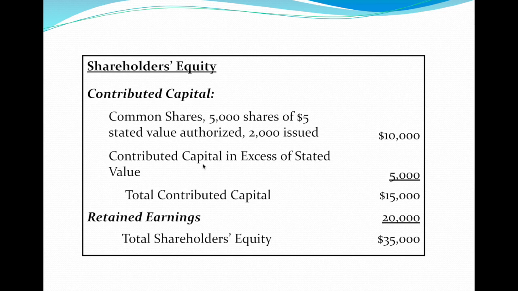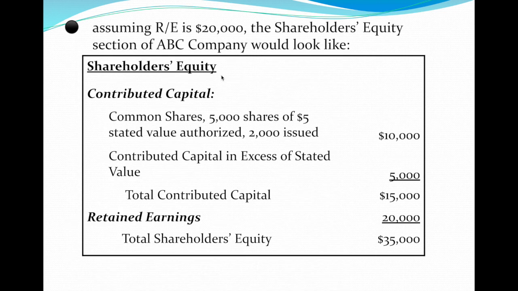Afterwards, we have contributed capital in excess of stated value. So anything over what the stated value is then recorded here. We then draw the line to show that we're going to sum up the total to get the total contributed capital of $15,000. Oh, I forgot about that.